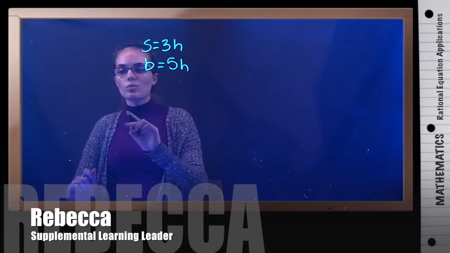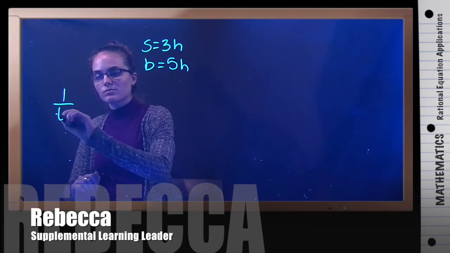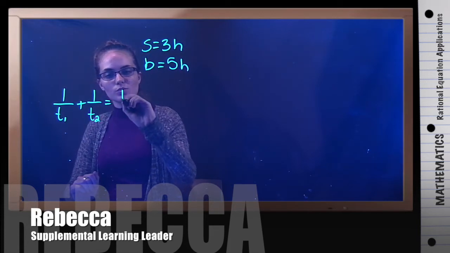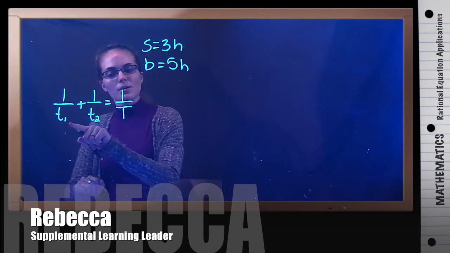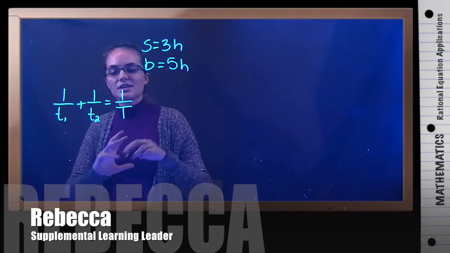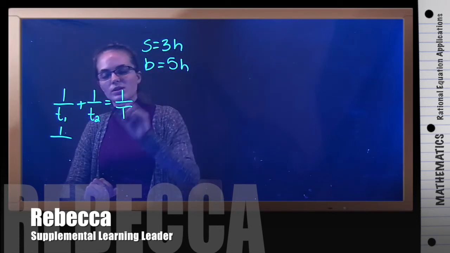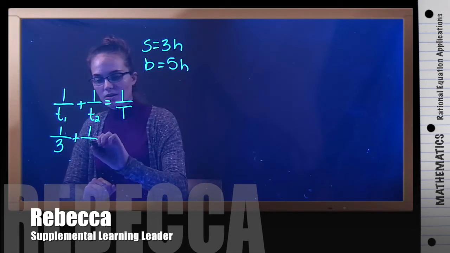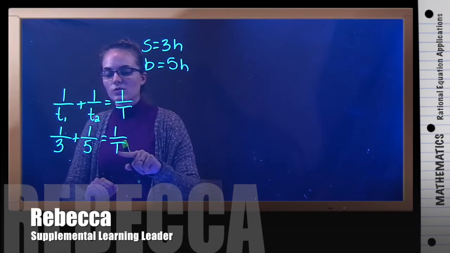Okay, so what we can do is we can use the formula 1 over T1 plus 1 over T2 equals 1 over big T. So T1 is the first person's time, T2 is the second person's time, and the big T is the time it takes them to work together. So T1 will be 3 because it took Sam 3 hours, plus 1 over T2 will be 5 equals 1 over T. And now we want to try and solve for T.